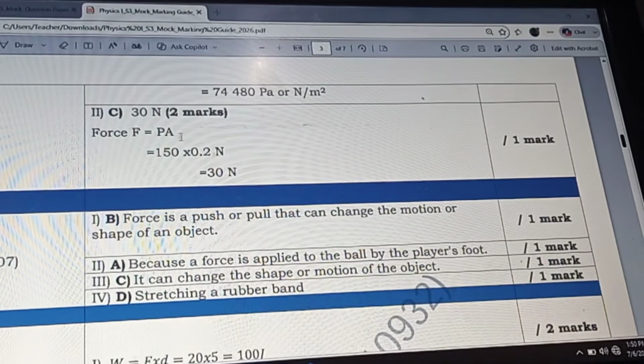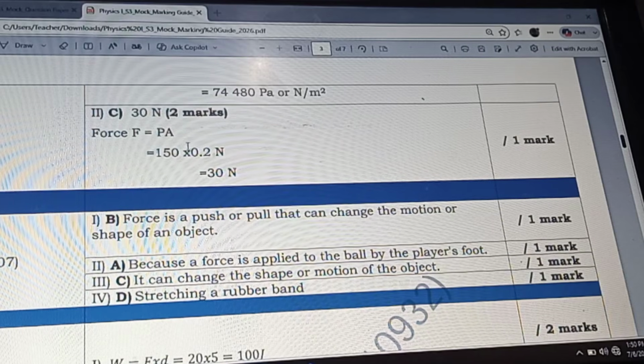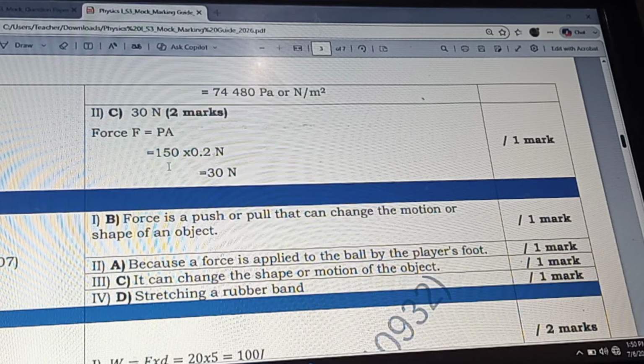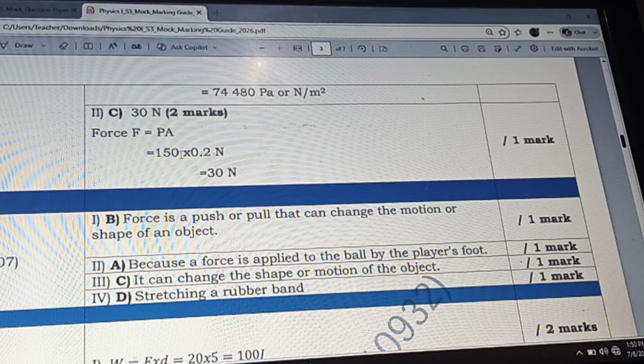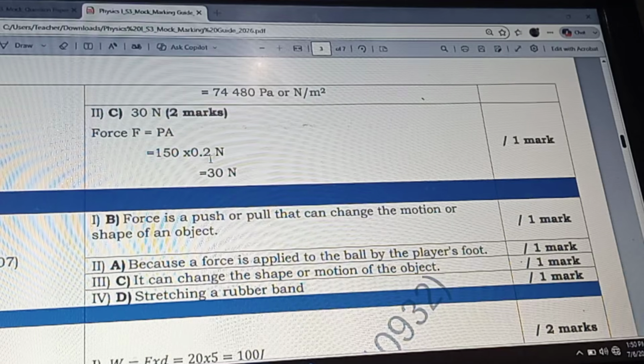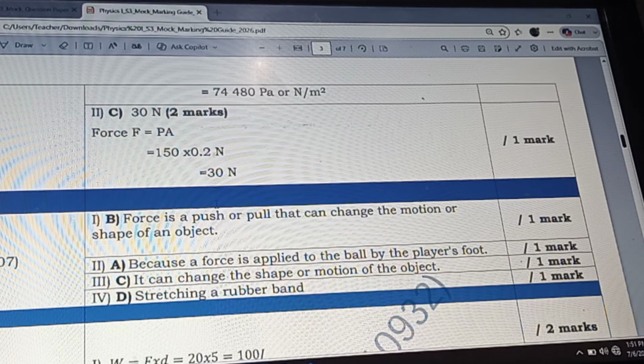You see, pressure times area means that pressure we have is 150 Pascal and the area we have is equal to 0.2 meters square. Means that the final answer is 30 Newton.